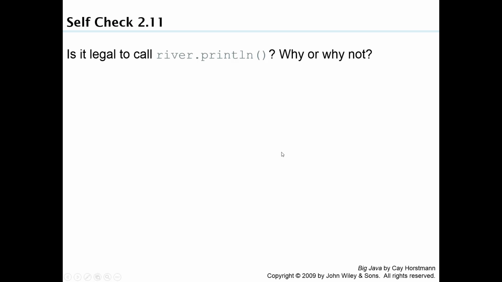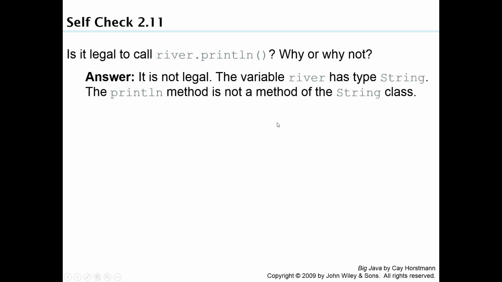Is it legal to call river.println? Why or why not? Well, river we know is a string. Do strings have a println method? We know from earlier that strings don't have a println method. So this is incorrect. If you really wanted to do this, you would say System.out.println and then pass river in as a parameter to the println method. So this is not legal.